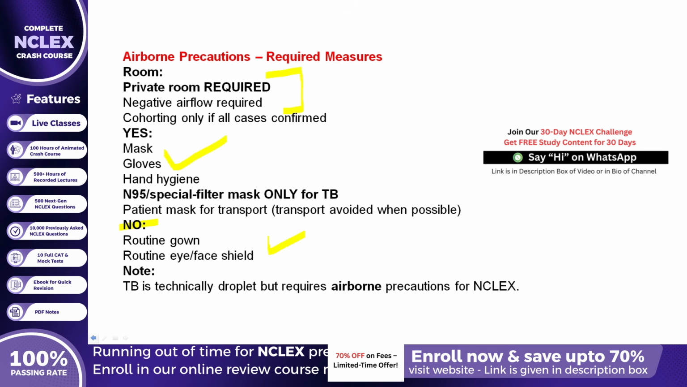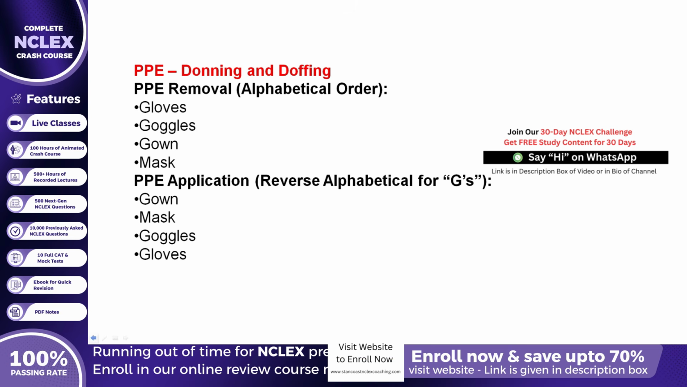Finally, let us review PPE donning and doffing. PPE removal follows alphabetical order, meaning gloves, then goggles, then gown, then mask. PPE application follows reverse alphabetical order for the G's, meaning gown, then mask, then goggles, then gloves.